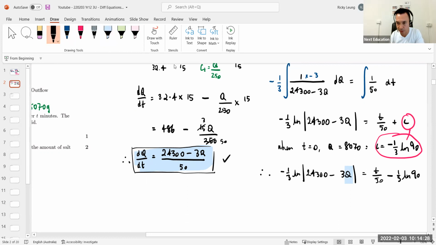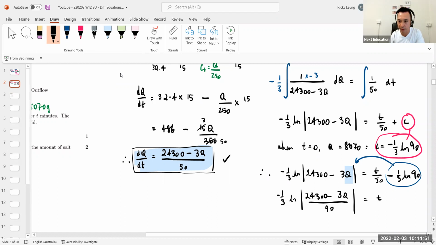Let's combine it, right? Let's move this guy over here, and factorize the negative 1/3 out, so it'll be negative 1/3. This guy minus this guy, so then combining your ln, the 90 comes downstairs, using your log laws, equals 3t on 50. Yes, sorry, I wrote that poorly.